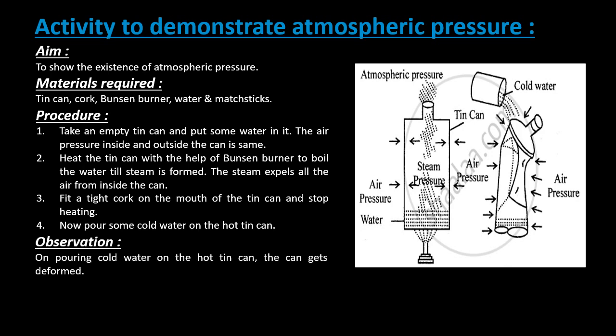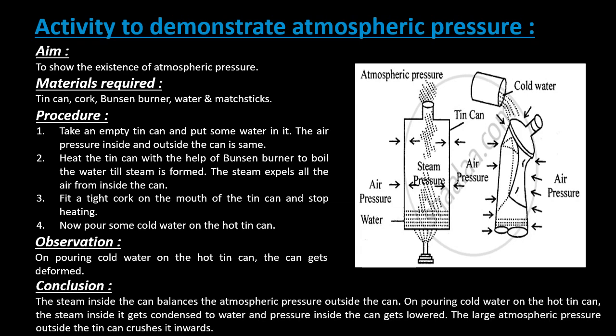What do we observe? We observe that on pouring cold water on the hot tin can, the can gets deformed. We conclude that the steam inside the can balances the atmospheric pressure outside the can. On pouring the cold water on the hot tin can, the steam inside it gets condensed to water and pressure inside the can gets lowered. The large atmospheric pressure outside the tin can crushes it inwards. I hope the experiment is clear from the picture which is given along with it.